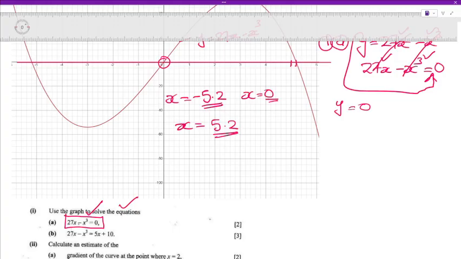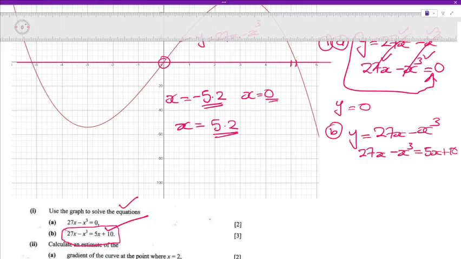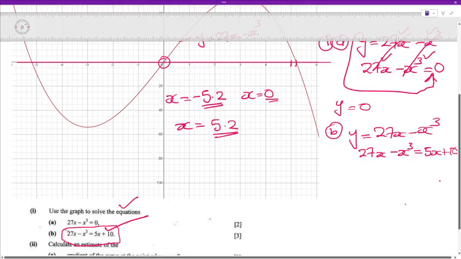We go to the next one, which is this one here. First thing, again we do the same thing. Draw the equation of the original graph, which is y is equal to 27x minus x cubed. Then write the one you're trying to solve, which is this one right there. So this one says 27x minus x cubed is equal to 5x plus 10. Okay, let us move it a bit to the right.